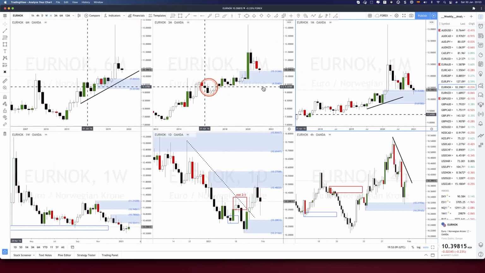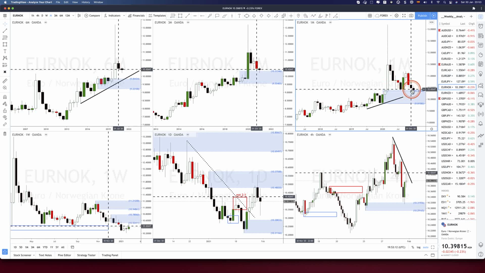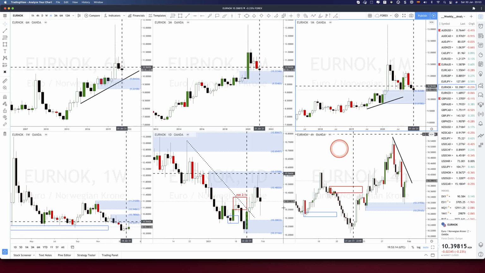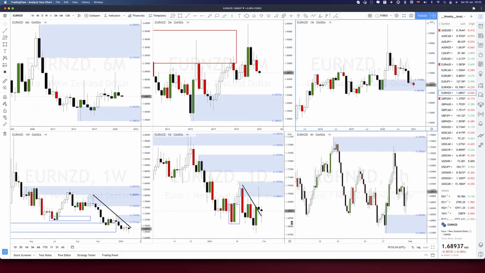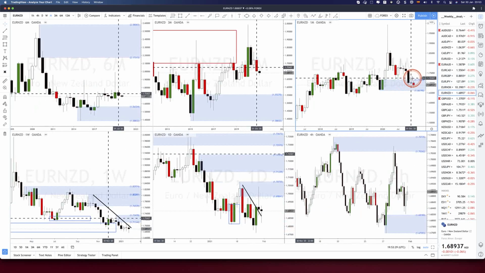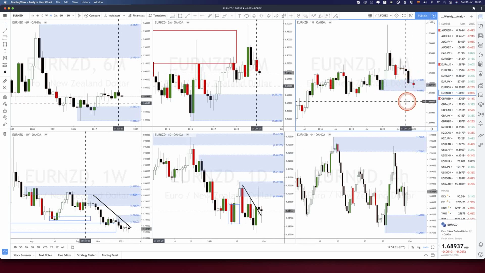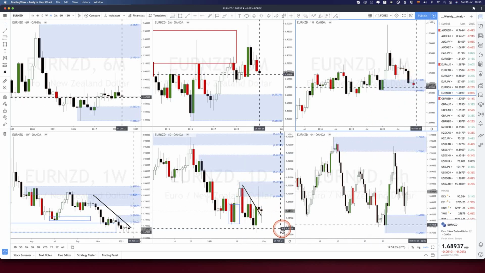Euro-NOK, monthly area of demand in control, longs if new areas of demand are created on the daily. This daily area of demand was created, but it doesn't score high. So longs if new areas of demand are created. Scoring high, high probability, high score. Euro Kiwi, monthly area of demand is in control, longs and areas of demand on the daily. The trend line is not broken yet, so we need new areas of demand on the daily in order to go long. Going short is not allowed.